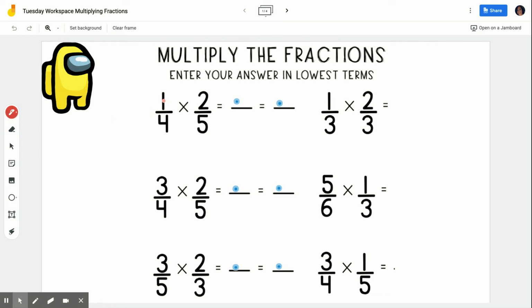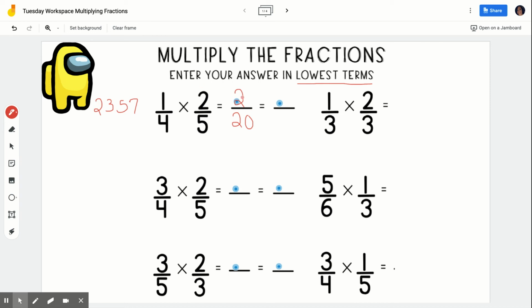Okay, so let's look. 1 times 2 is 2, and 4 times 5 is 20. So we end up with the product of 2 20ths, which is a correct product. However, our directions say in lowest terms, so we need to simplify 2 20ths. To do that, we're going to use the strategy that we like best, which is ask ourselves if we can divide by 2, 3, 5, or 7 until we can't divide anymore. So let's start with 2, since these are both even numbers, 2 and 20.